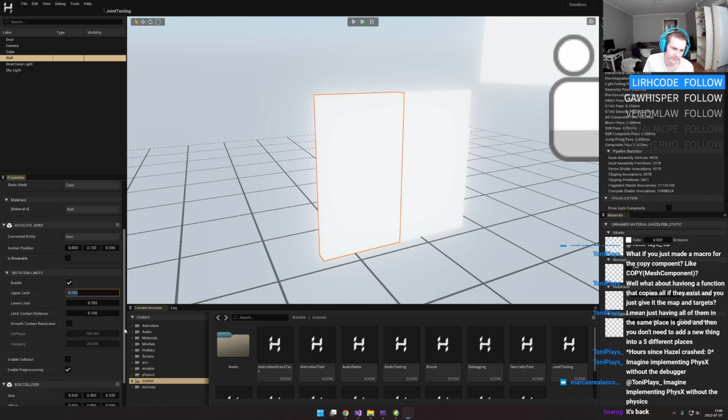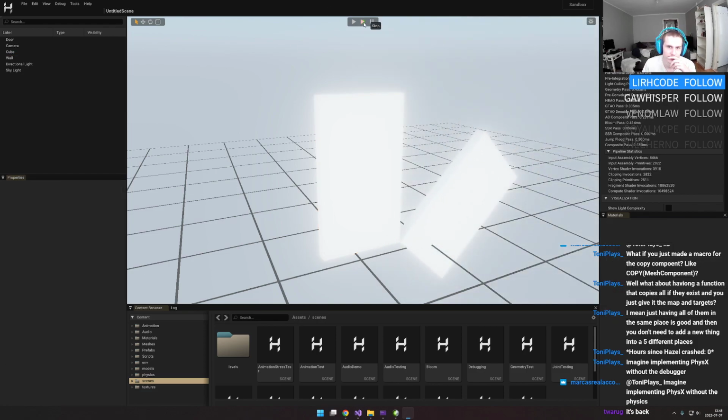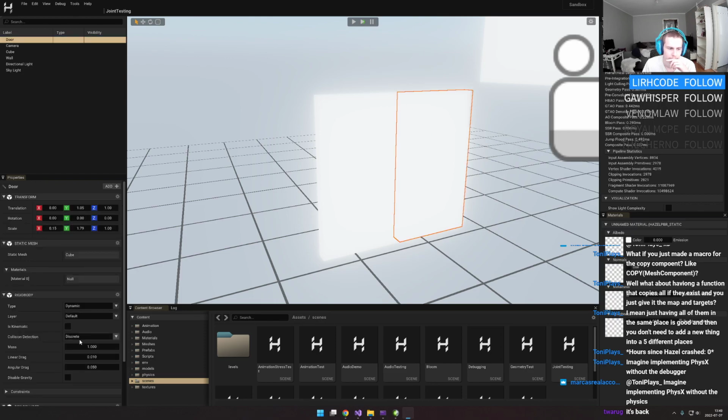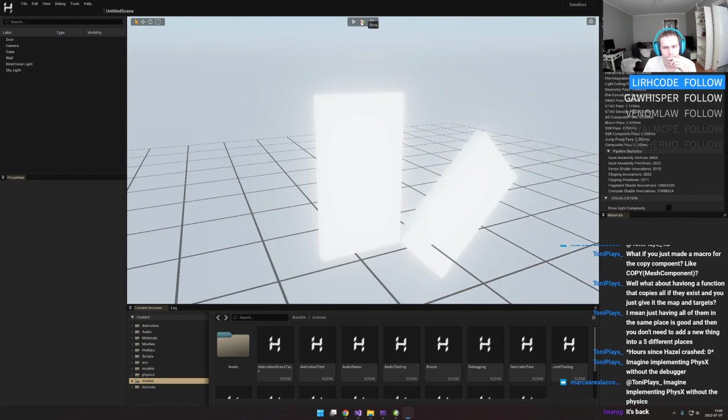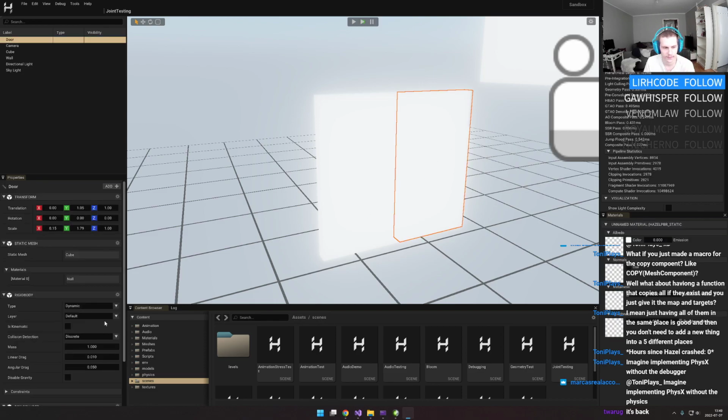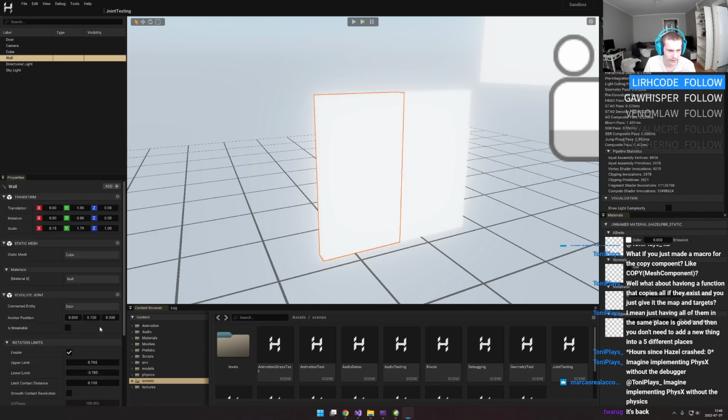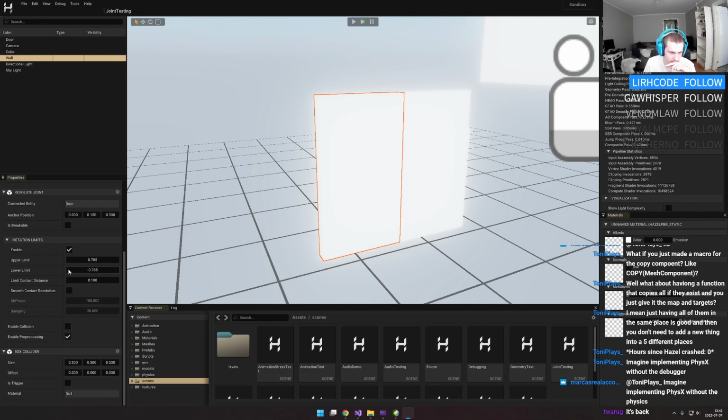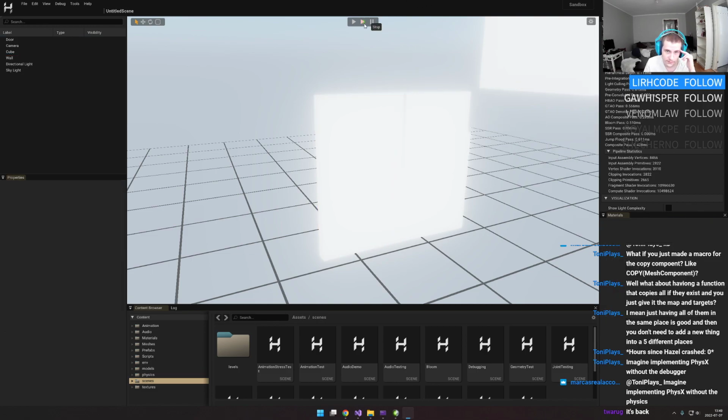Now this is apparently invalid for some reason. What if I swap them around? Like that. That works. And that is with the hard limit on. If we go and enable the smooth contact resolution, it's way smoother.